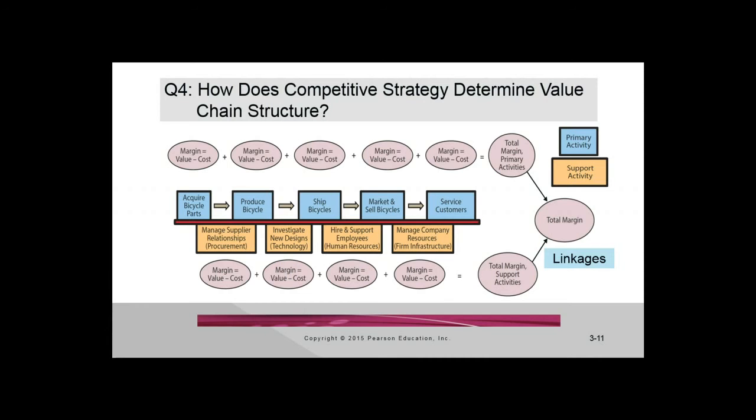Investigate new designs, technology. This is like research and development would be best for this. Not what our primary process is, but what are we going to do next? What's going to be the next thing that we do?